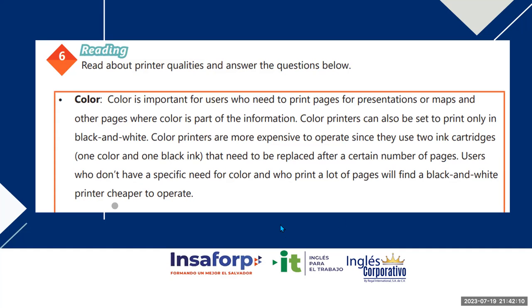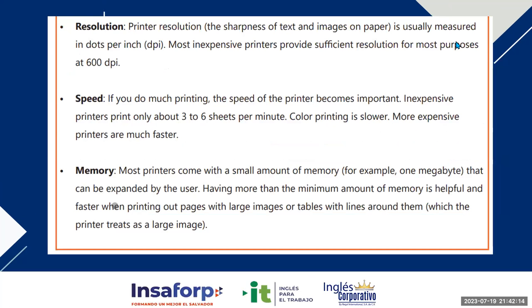Okay, let us continue with the next paragraph. Okay, let us talk about resolution, printer resolution. The sharpness of text and images on paper we usually measure in dots per inch, DPI. Most inexpensive printers provide sufficient resolution for most purposes at 600 DPI. Speed. If you share a printer, the speed of the printer becomes important. Inexpensive printers print only about 3 to 6 sheets per minute. Color printing is slower. More expensive printers are much faster.